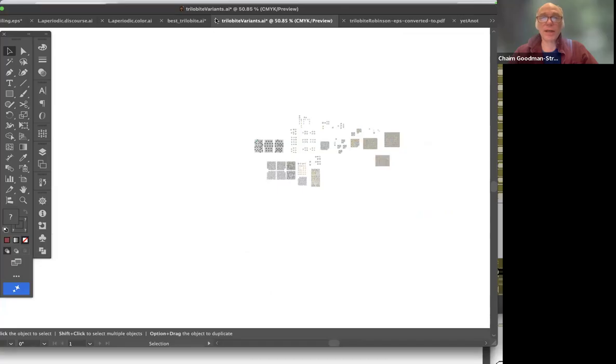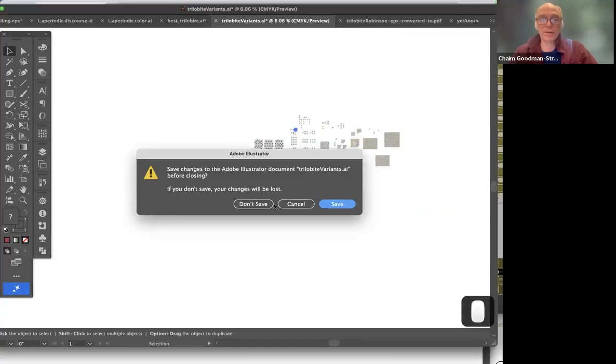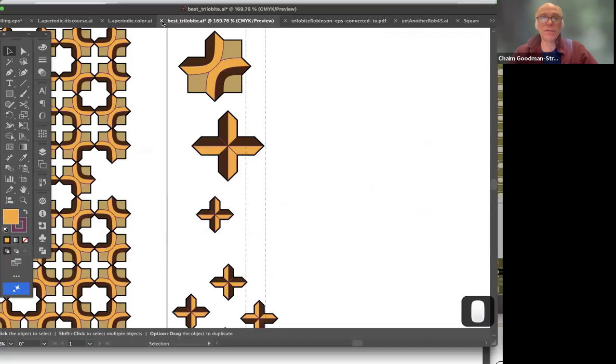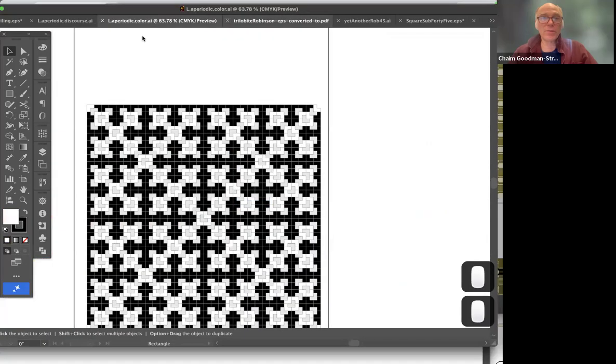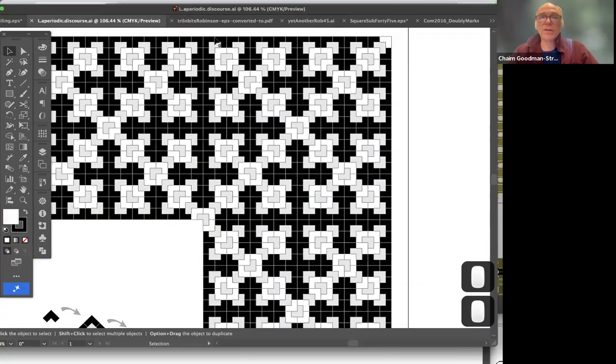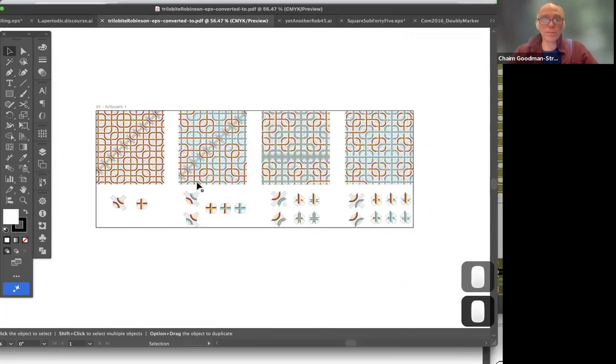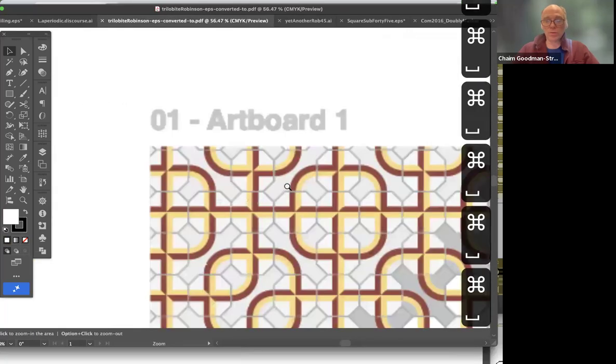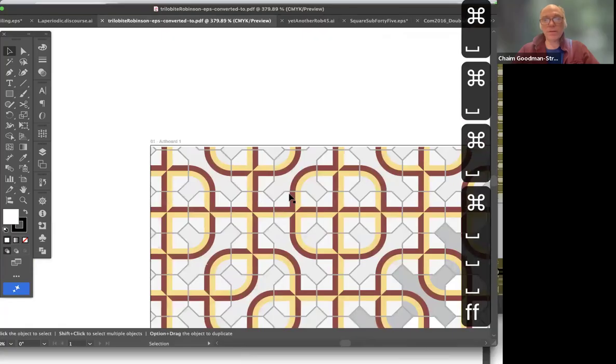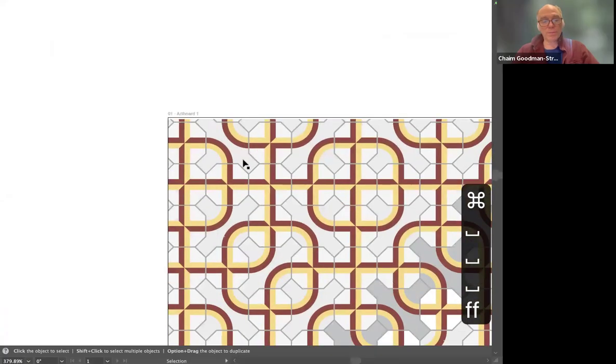Okay, great. So then I'm closing that file right away. Don't save it. And I'm going to close some more files right away. Okay, so here is sort of a summary of what was pulled out of that file.